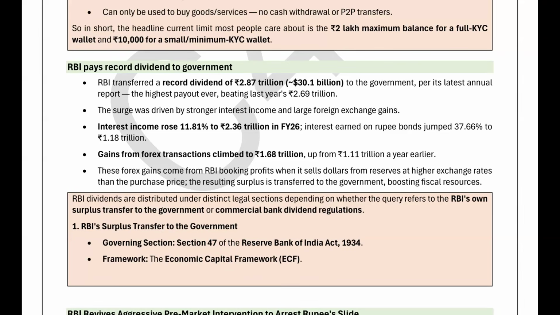In RBI: RBI pays a record dividend to the government. RBI transferred a record dividend of rupees 2.87 trillion, approximately equal to 30.1 billion. This is what you have to remember. This is the highest, read all this. Second, the interest income rose 11.81% to rupees 2.36 trillion in financial year 2026. Gain from forex transactions climbed to rupees 1.68 trillion. So it is again the story of RBI dividends, distributed under distinct legal sections. Please try to read it on your own, okay?